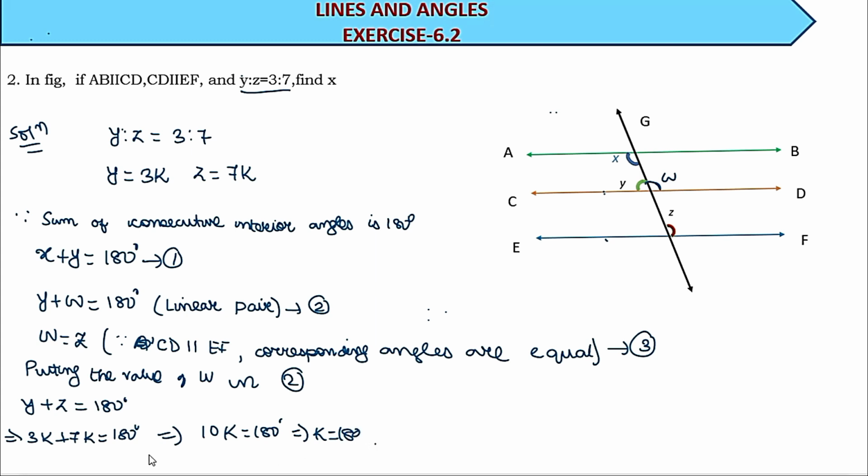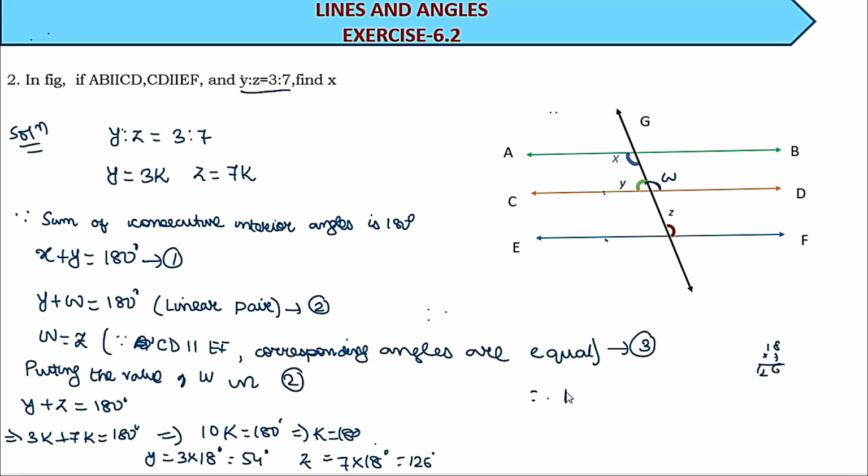Okay, so the value of y comes as how much? This is 3 into 18 degree, that is 54 degree, and the value of z comes as 7 into 18 degree, that is how much? 18 into 7, that is 126. So 126 degree. Okay, so we can use the value of y to find out x from equation 1.